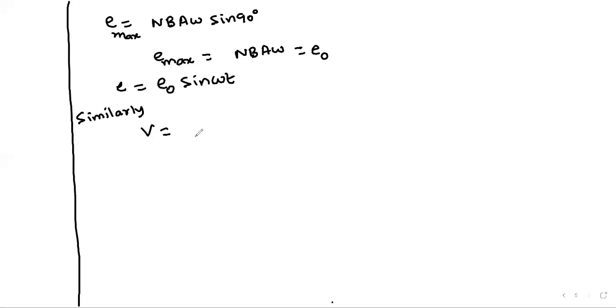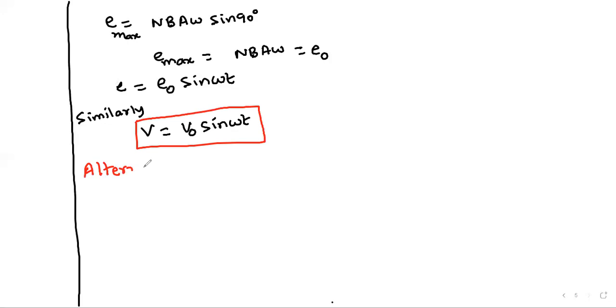alternating voltage. Voltage and induced EMF are opposite to each other. So V equals V naught sin omega t. So that is the alternating voltage in AC. The basic source is the AC generator. I think in 10th class also you have studied. Alternating source voltage is V equals V naught sin omega t.